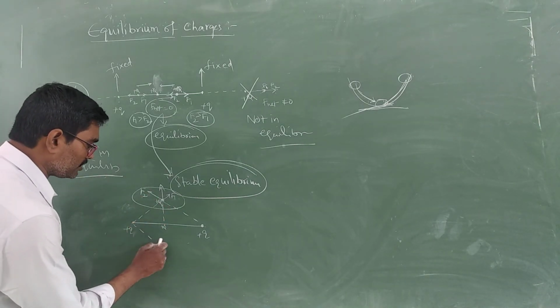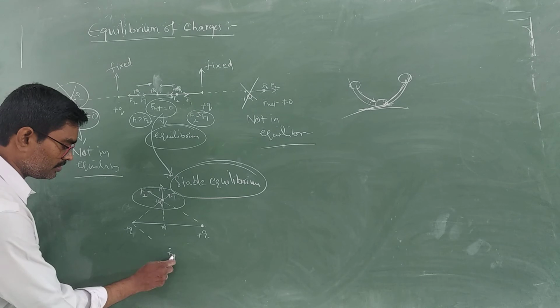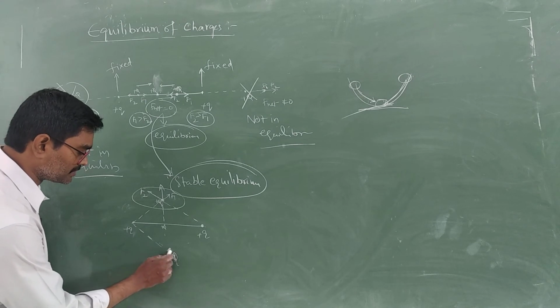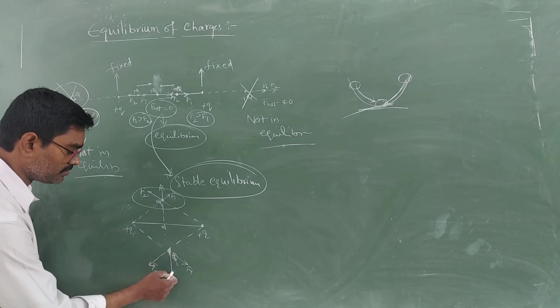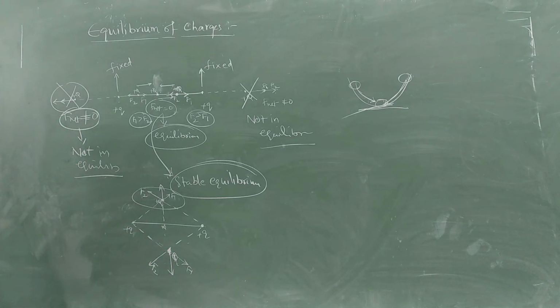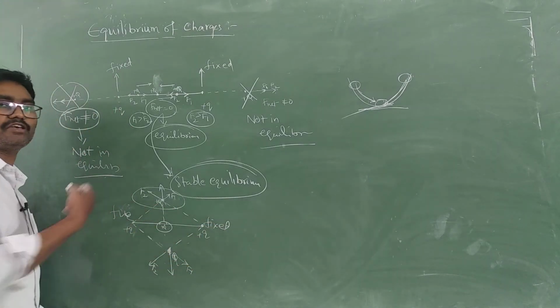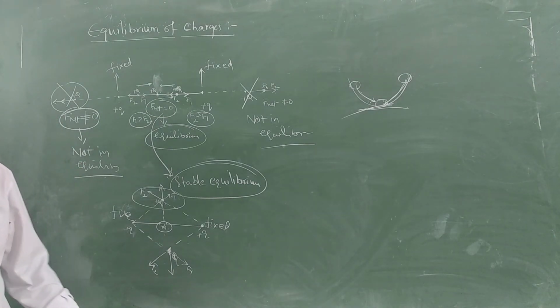Okay, next. Suppose I bring this charge here, plus Q. What about the force here by plus Q in this direction? F1. By this one, in this direction, F2. The resultant will be outward. Again it is not in equilibrium. Clear now? Like this, for two fixed charges and a like charge placed between them. Suppose between two fixed charges I place an unlike charge, then what will happen? See.